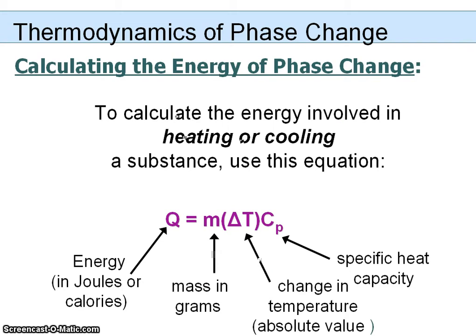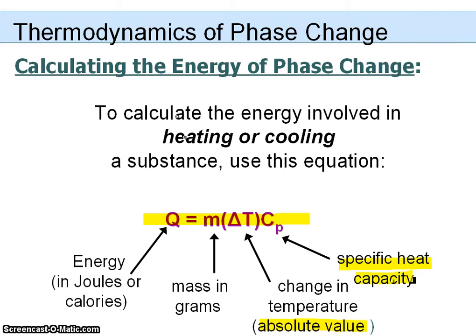If you're solving a problem in which you are taking a substance and you are heating or cooling it, then the part of the problem in which you're looking at the change in temperature is going to use this equation here. In this equation, you have energy, which is going to be measured in joules or calories, the mass of the substance in grams, the change in temperature, and you're going to use the absolute value and the specific heat capacity value. You'll find that on a reference table, and you would plug that number in.